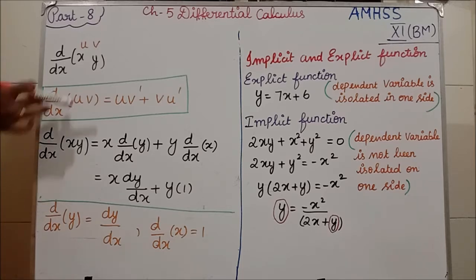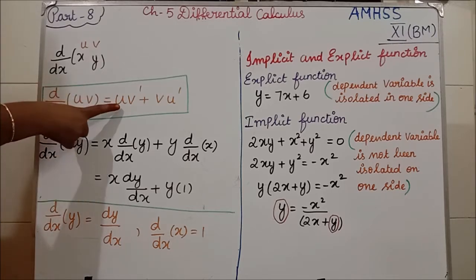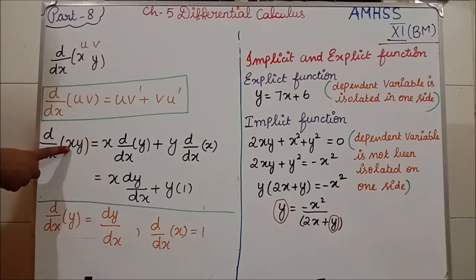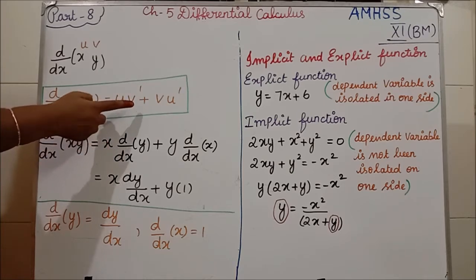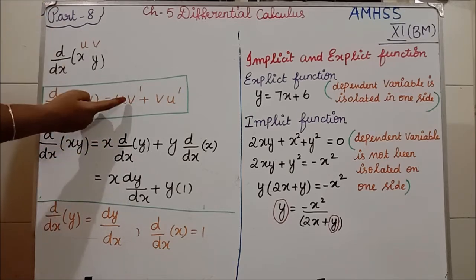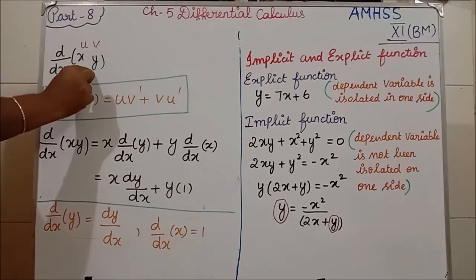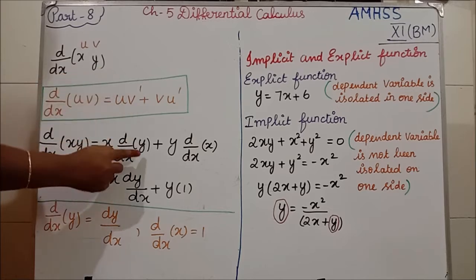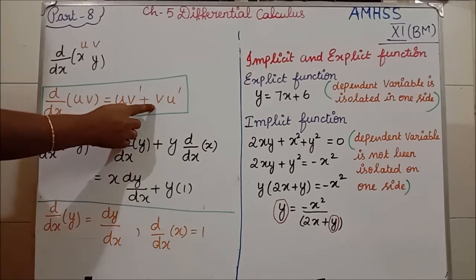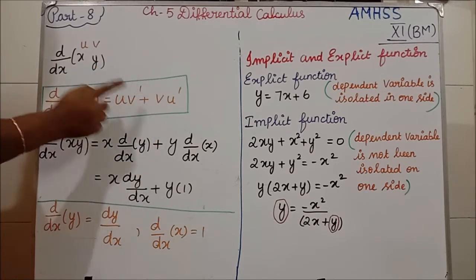See here, d by dx of xy, the question I have written, is equal to, first they were saying x. So x means what is your x? x. So keep that. v dash means what? v dash means we have to differentiate v. So can we write d by dx of v is what? y. Plus v is what? v means y. So y.